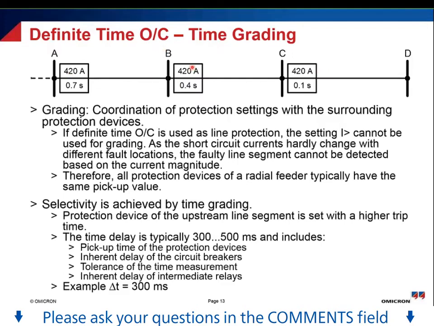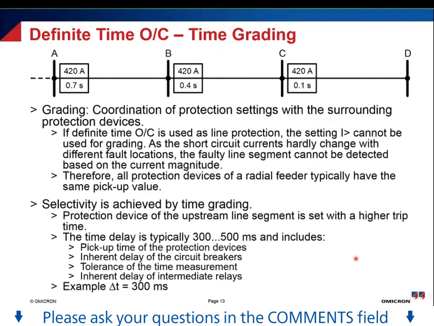The relay at B and at A will see the fault current. They will pick up. But the relay at B is the fastest to trip, so this will disconnect the fault. And so once again, selectivity is reached. So by increasing the trip time step by step with every relay, we achieve selectivity. Now the question is, how long should this trip time, or this time delay between two relays, typically be? And typically these settings are between 300 and 500 milliseconds.